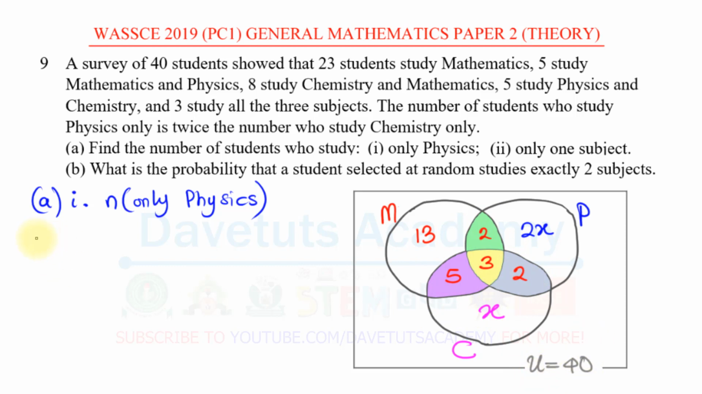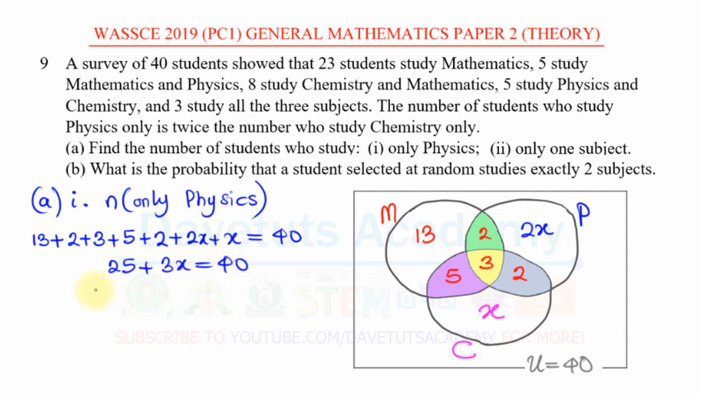So we can say 13 plus these 2, 3, 5, 2, 2x, x, and 13. They all add up to 40. So I'll say 13 plus 2 plus 3 plus 5 plus 2 again, plus 2x, plus x is equal to 40. If I add all this, 13 plus 2 is 15, plus 3 is 18, plus 2 here is 20, plus 5 is 25. So I have 25 plus 2x plus x, that is 3x, is equal to 40.